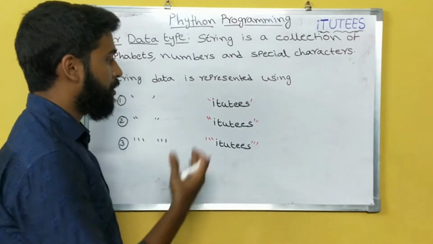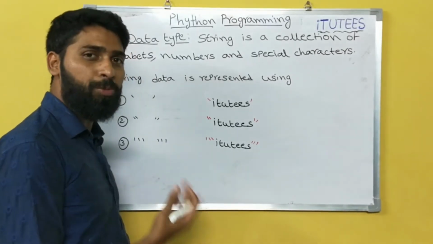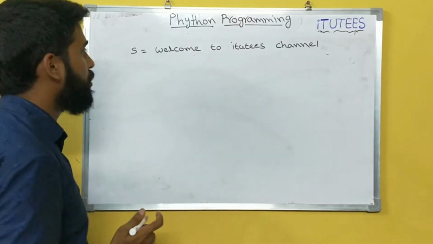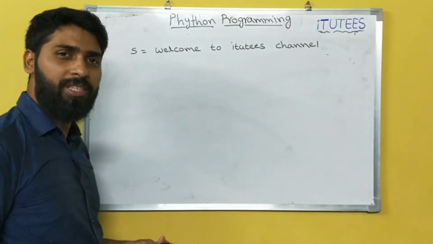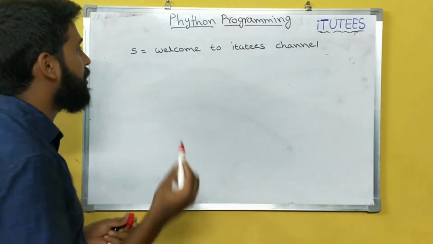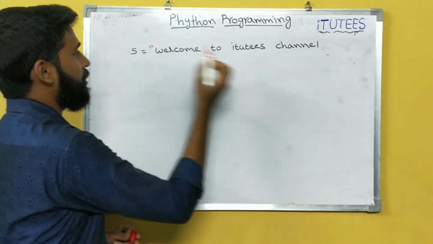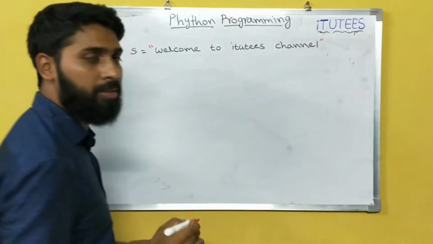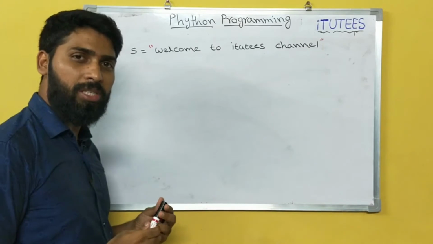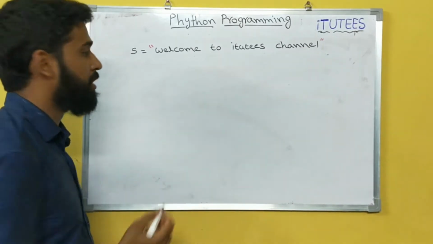Okay, so now we are going to see different operations performed on strings. Now s equals to welcome to ITUTEES channel. So that is a string. So how can we represent the string? Either in single quotation or double quotation or triple quotation. Now we can discuss one by one. First, how this string is stored and how we can represent the string.